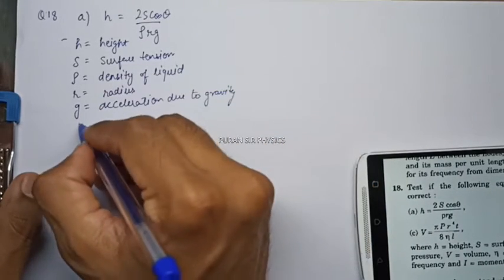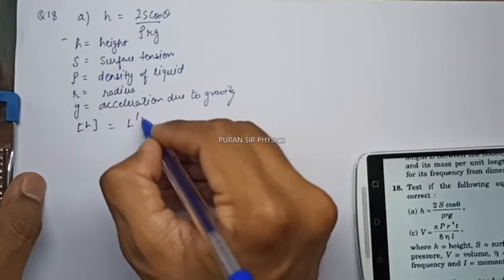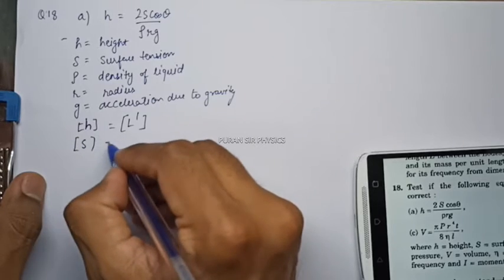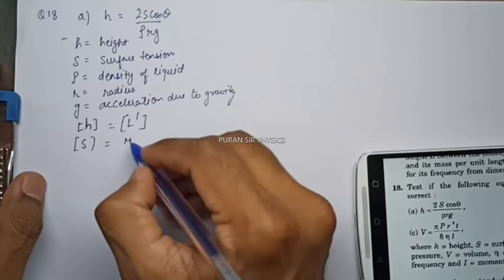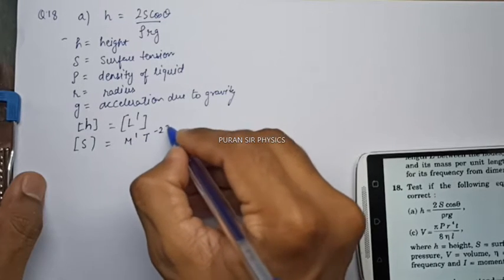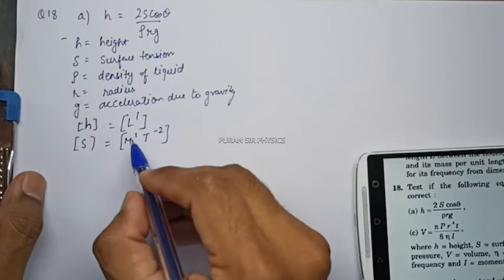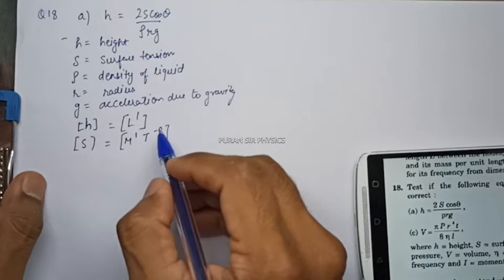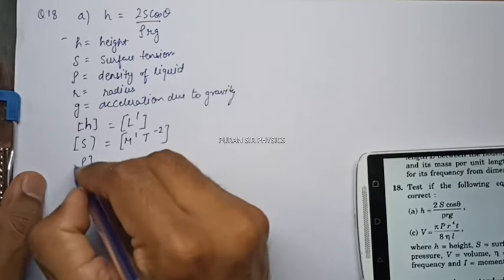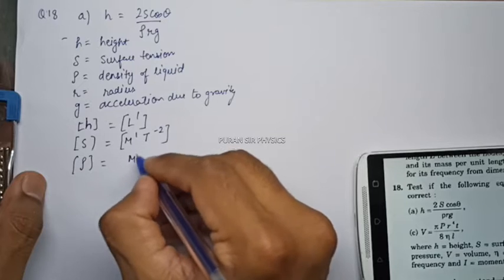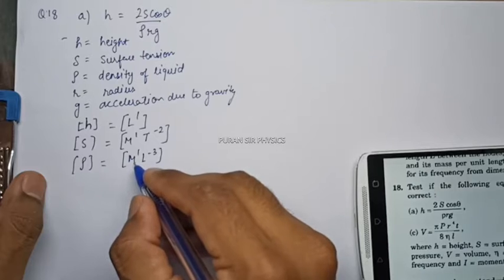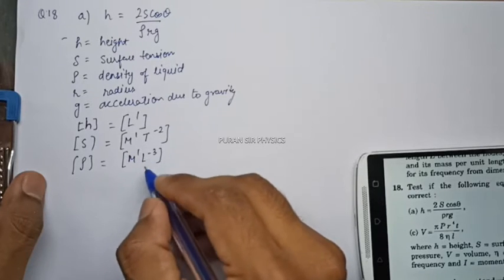So the dimension of h will be L raised to power 1, and the dimension of S, surface tension, is force per unit length, so it will be M raised to power 1, T raised to power minus 2, because force is M raised to power 1, L raised to power 1, T raised to power minus 2, and divided by the length, so L cancels L, and you will get this. And the dimension of density will be M raised to power 1, L raised to power minus 3. Mass, this is the dimension of mass, and this is the dimension of length.